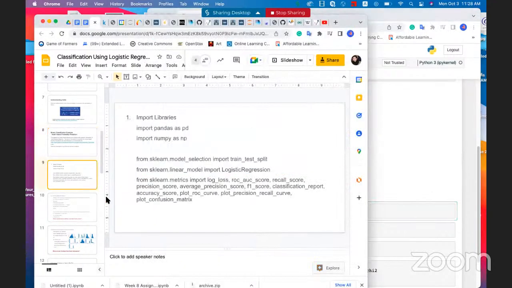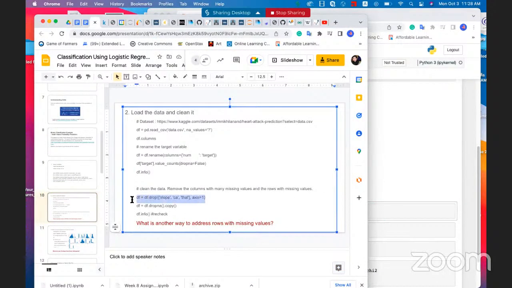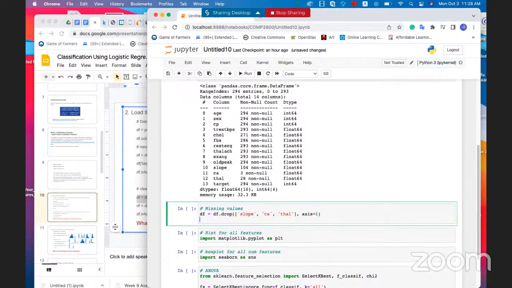I just use the code already written instead of typing each one. And after removing these features, we see there's still a couple of variables that have missing data. There are 2 ways to address this. One is to remove the rows, and what is the other way to handle the missing data?